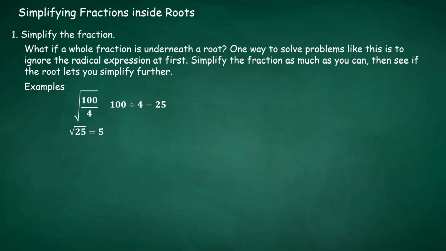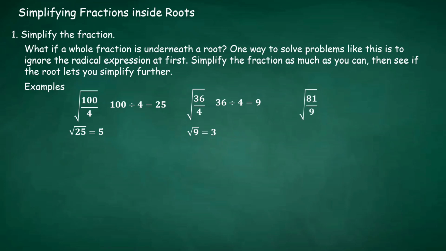Another example. Simplify the square root of 36 over 4. Just ignore again the radical and divide 36 by 4, and the answer is 9. Then take the square root of 9. So the final answer is 3.